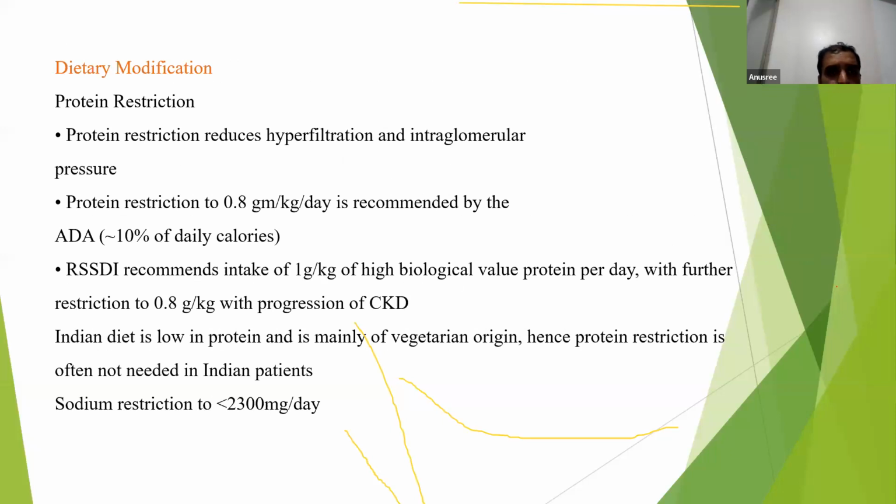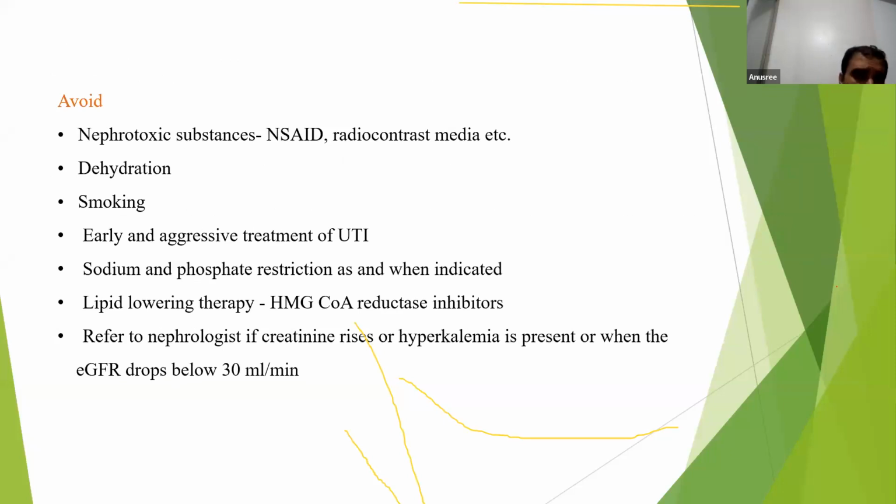Dietary modification: there should be protein restriction so that hyperfiltration and intraglomerular pressure are reduced. The protein restriction should be 0.8 gram per kilogram per day, 0.6 to 0.8, and sodium restriction less than 2.3 gram per day. And always avoid nephrotoxic drugs. Prevent dehydration, avoid smoking, and give early and aggressive treatment of UTI in a patient with diabetes, which will worsen their renal status, and restriction of sodium phosphate when it is indicated.